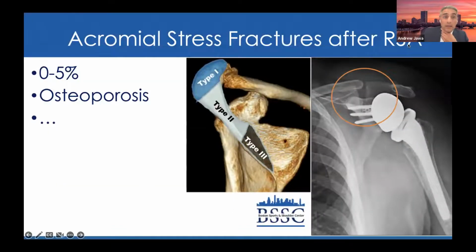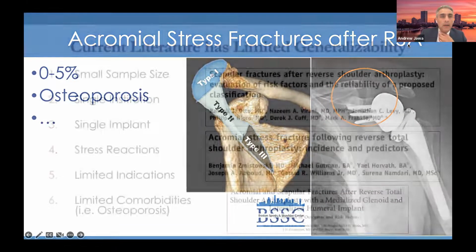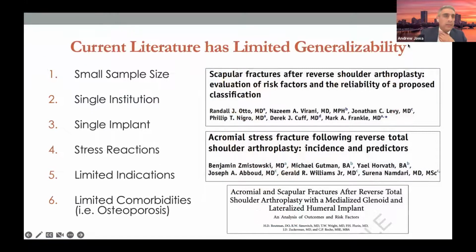And then we decided, hey, let's look at stress fractures. It's a big deal. We don't know anything about it. We know that osteoporosis is really the only thing that we have found to correlate. Let's dig into this deeper. The current literature, as you knew, was small sample size, single institution, single implant. We looked at stress reactions, which is tenderness on the acromion, but no objective evidence of stress fractures. Do you keep that? Do you include that?